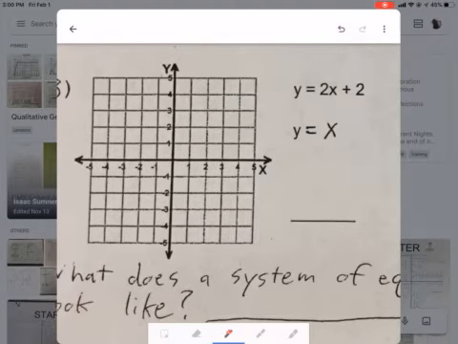y = 2x + 2. Start graphing at 2. The slope is 2 over 1. We'll go up 2 over 1, 2 over 1, down 2, 1 to the left. You're off the page there.